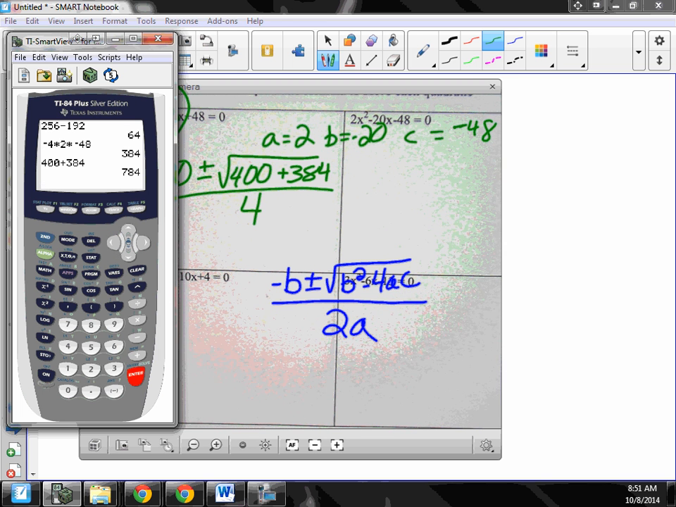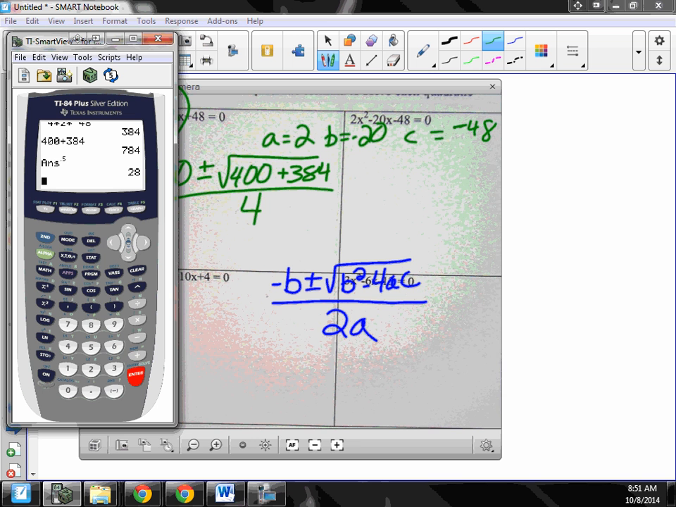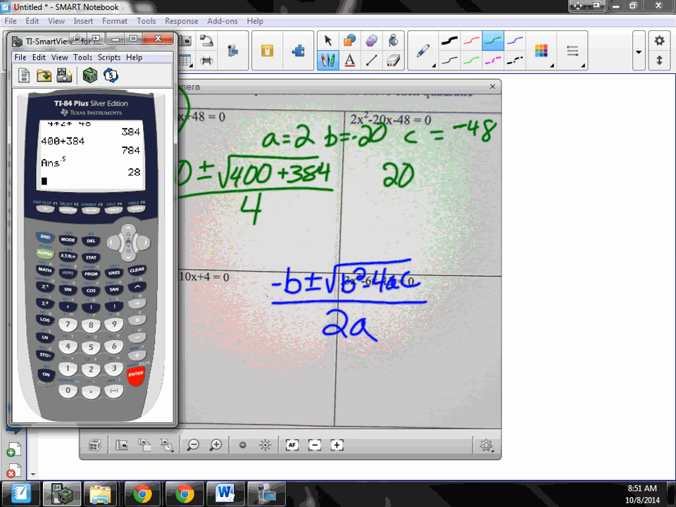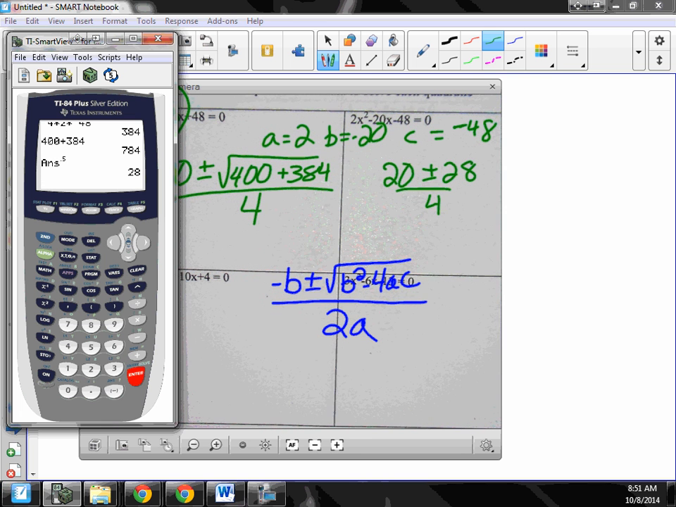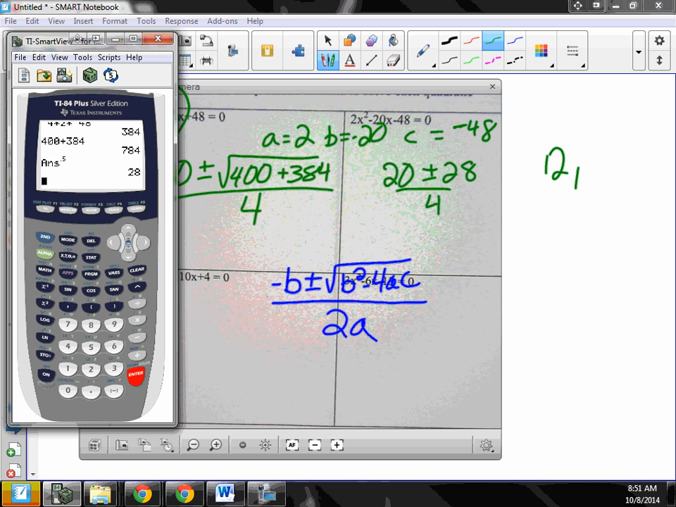Is that a perfect square? It is. So it's 20 plus or minus 28 fourths. 20 plus 28 is 48. Over 4 would be 12. And 20 minus 28 would be negative 8. Over 4 is negative 2.